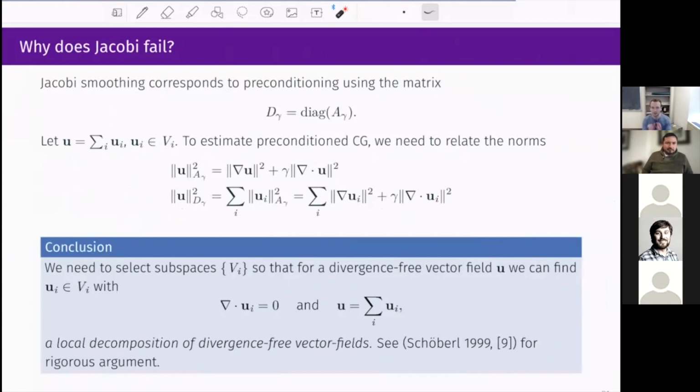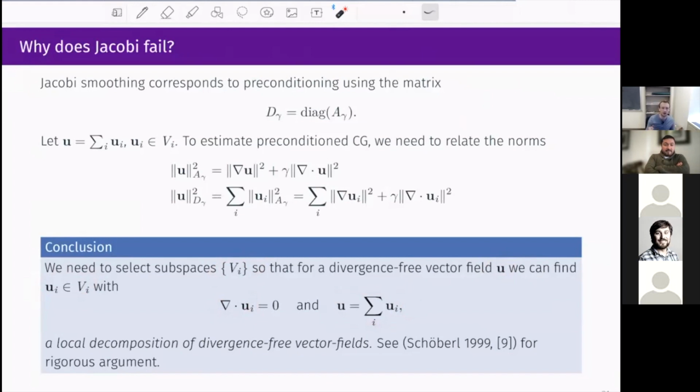The solution is that we need to find subspaces Vi so that if U is divergence free, we can find the decomposition into smaller functions Ui that are also divergence free, right? So the analysis for the Jacobi smoother tells us what we need to require from our subspaces in order to make this work. So we need to select subspaces Vi so that if you have a divergence-free vector field U, you can find the decomposition into functions Ui so that each of those are divergence-free and they sum up to your original function U.